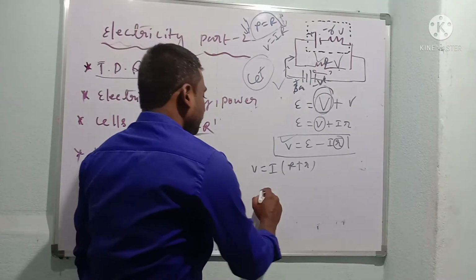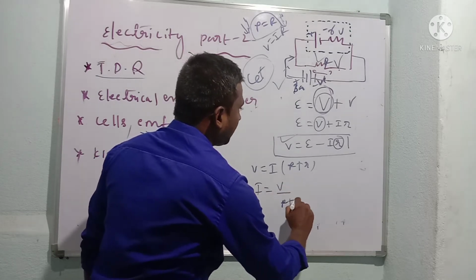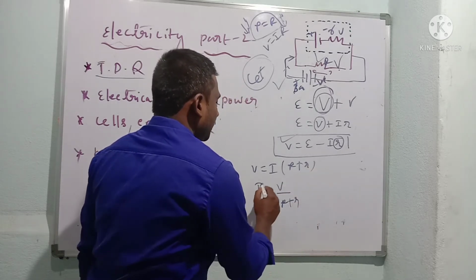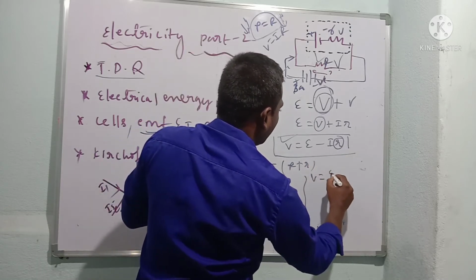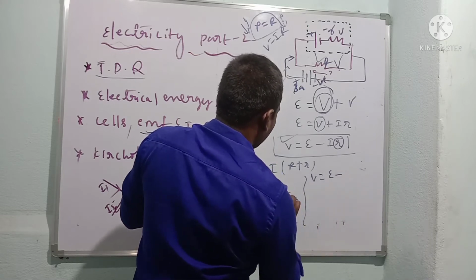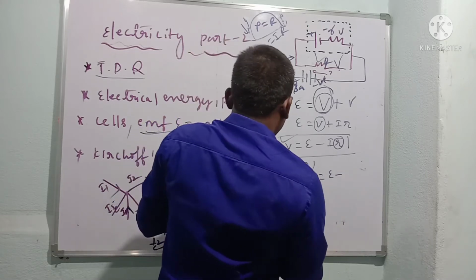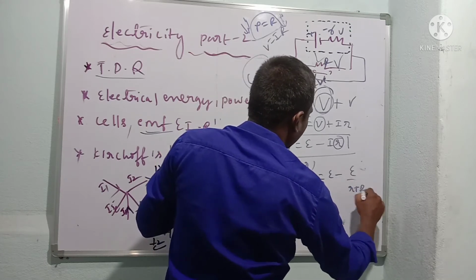So that becomes I is equal to V divided by R plus r. Now this I we substitute here. Then it becomes V is equal to E minus, that is, V is nothing but what, children? Electromotive force. That becomes E divided by R plus r.